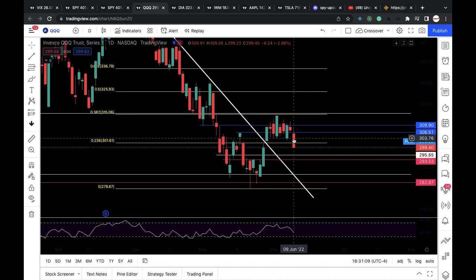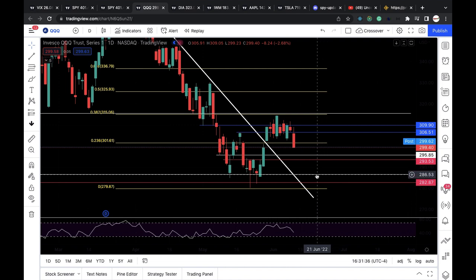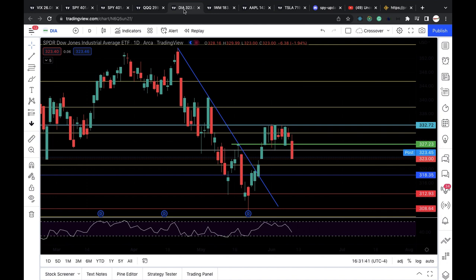Big breakdown on triple Q as well here. Lost that 23.6 retracement level at 301.6. Okay, only bullish if triple Q can recapture 301.61, put 305 back in play, then 306.5, then 309 to 310 zone. Okay, above 306.6 is the only time I'll be bullish on triple Q. As long as below, I'm fearing more downside, possibly down to 295.8, 293.5, and maybe all the way down to 287.